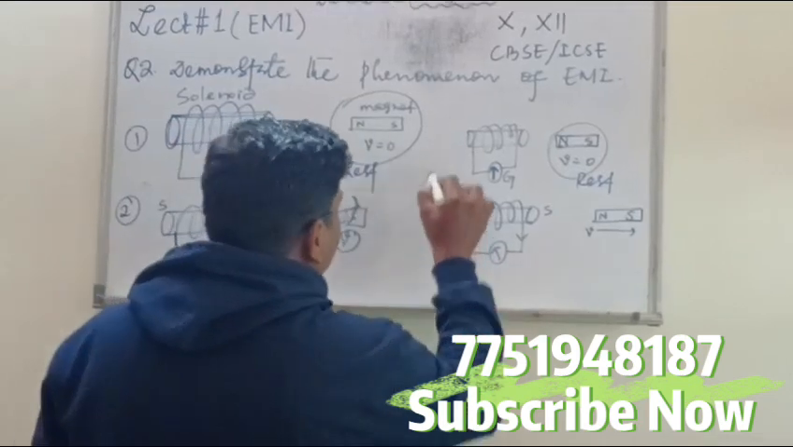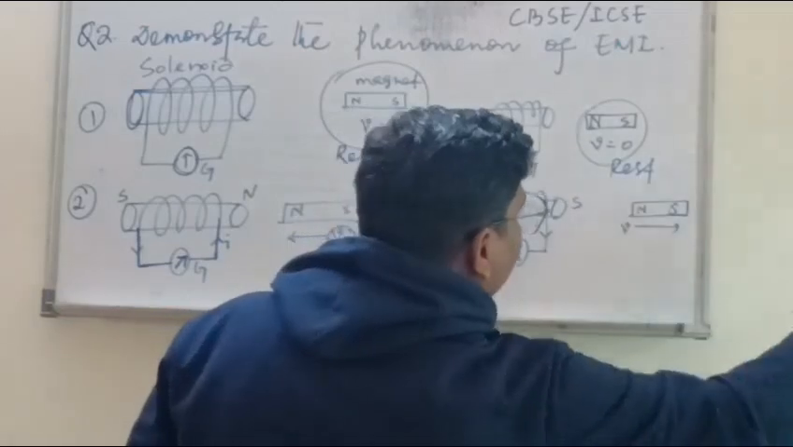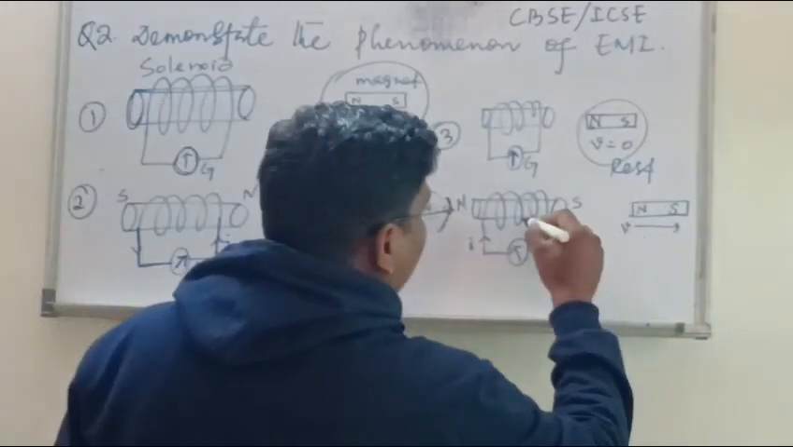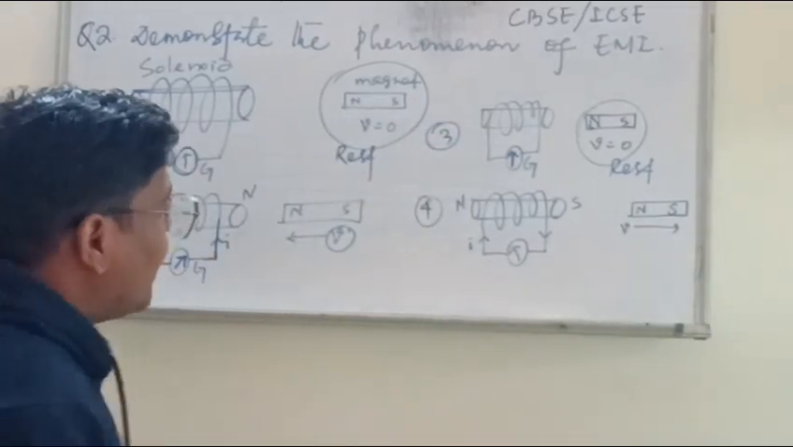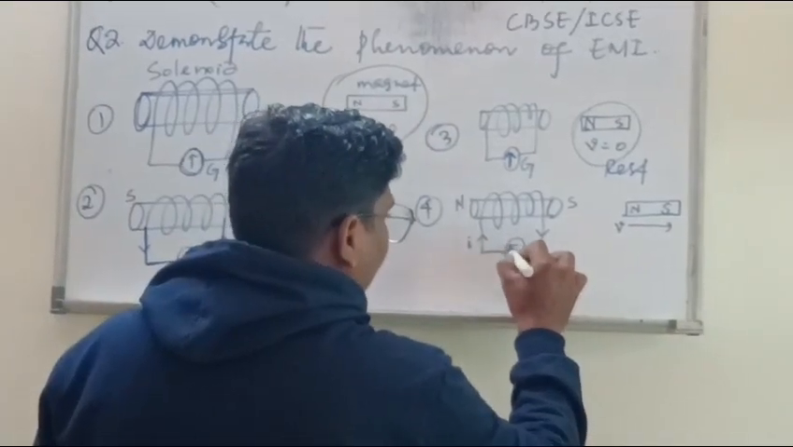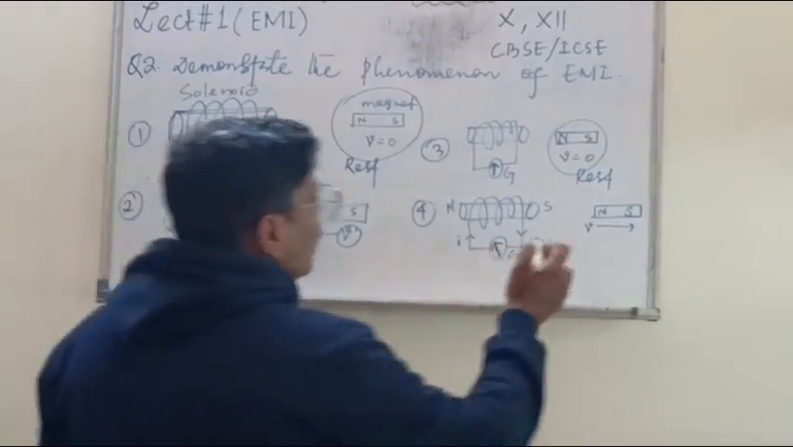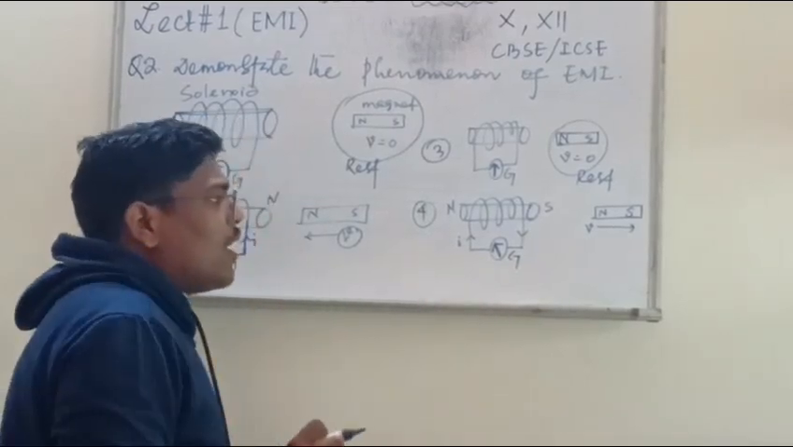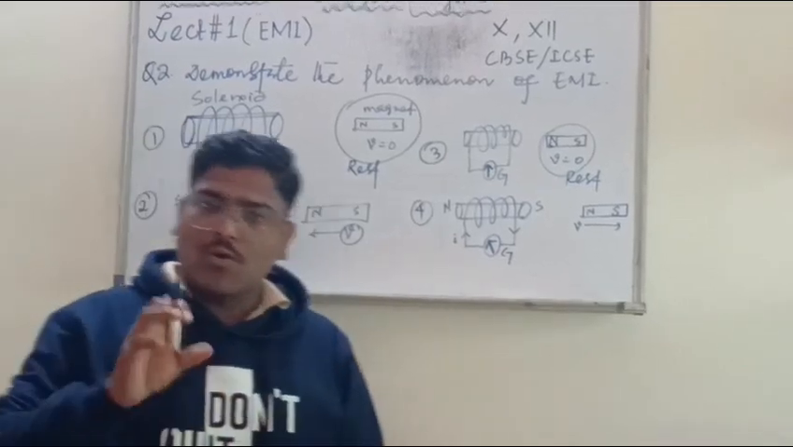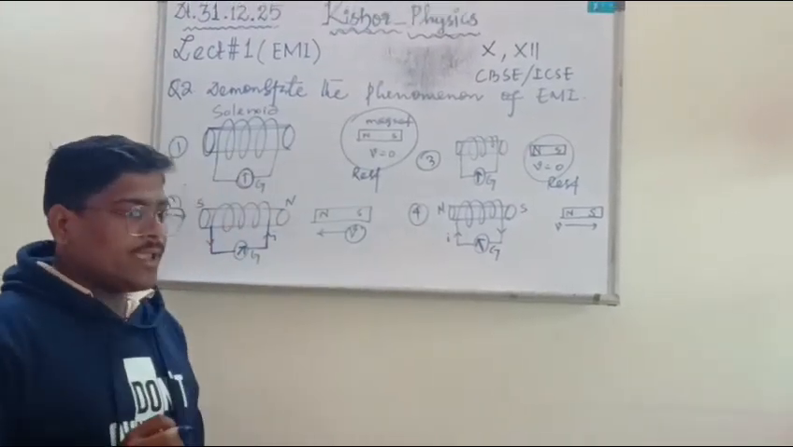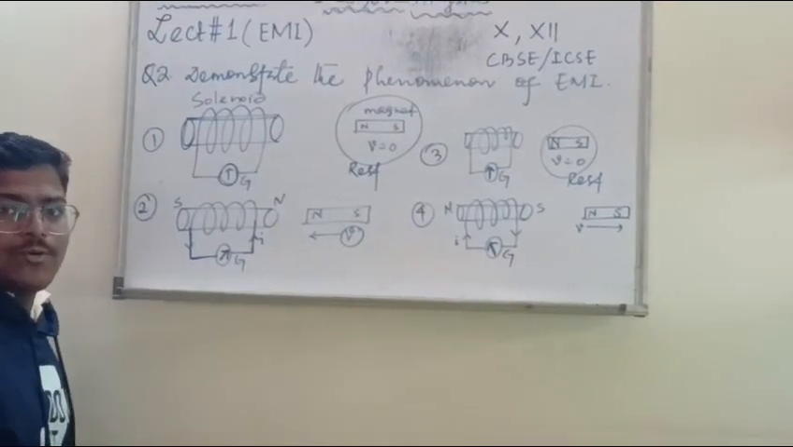And in the last case, case 4, if you take the magnet away from the solenoid, what happens? Again there is some deflection in the galvanometer, but it is in the opposite direction. So from this what you observe is that a current flows in the coil only when there is a relative motion between the magnet and the solenoid.